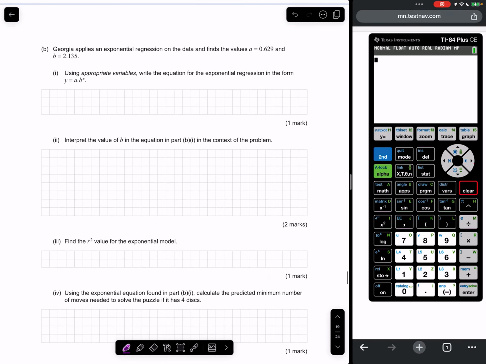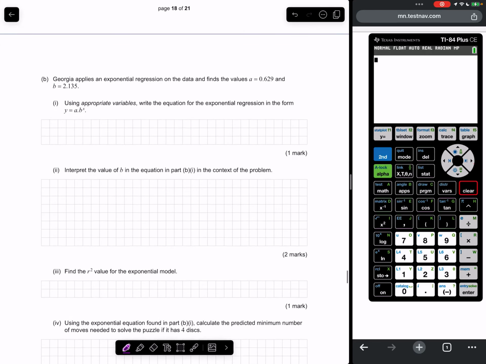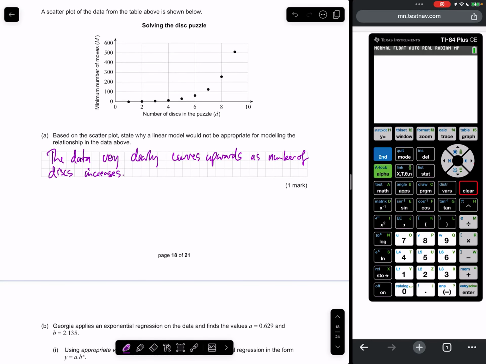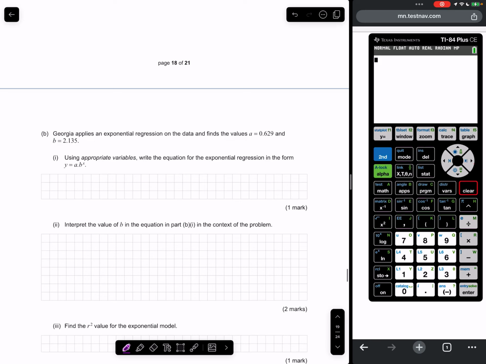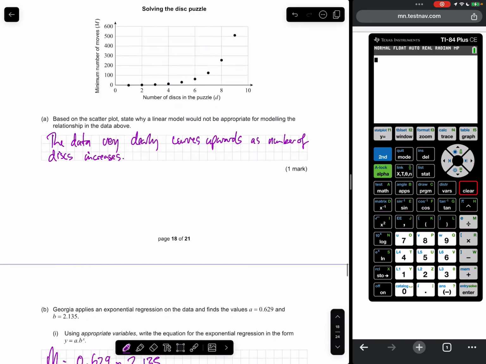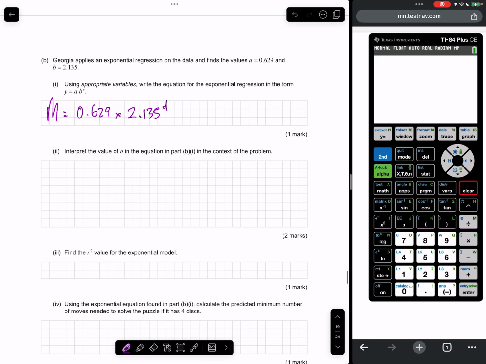Page 18. Georgia applies an exponential regression on the data and finds the values a = 0.629, b = 2.135. Using appropriate variables, write the equation for the exponential regression in that form. Number of disks was small d, number of moves was capital M. So capital M is going to equal 0.629 times 2.135 to the power of small d, which is the number of disks.